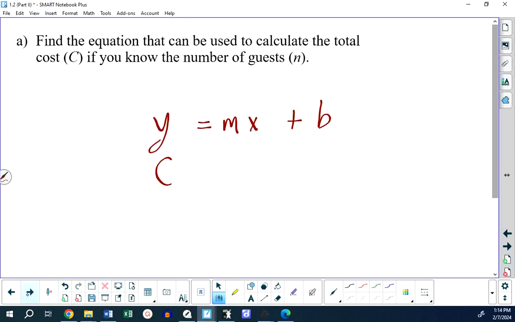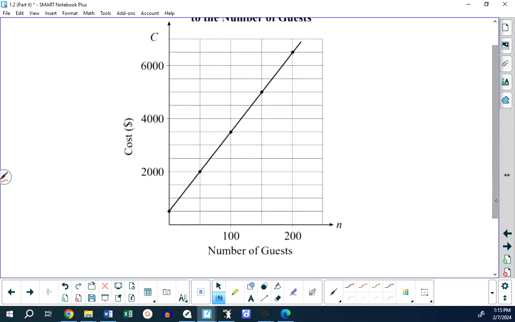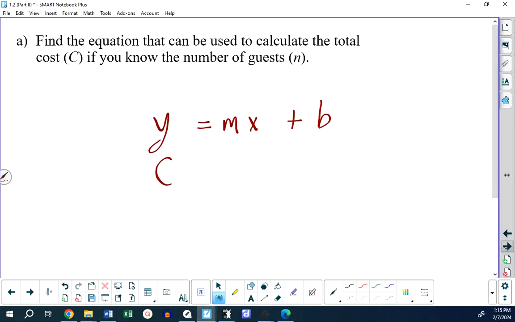Phoenix, what is plotted on the horizontal axis? What's x? The horizontal axis is this bottom axis. Number of guests, so n. And what I'm getting at is that when you look at the graph, the thing on the y-axis is cost, the thing on the x-axis is the number of people.